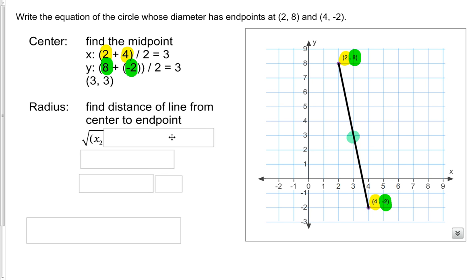So let's go ahead and start out knowing that the equation for the distance formula is the square root of (x2 minus x1) squared plus (y2 minus y1) squared. What we simply mean by that is find the difference between the x values, square it, find the difference between the y values, square it, and add them together and take the square root.